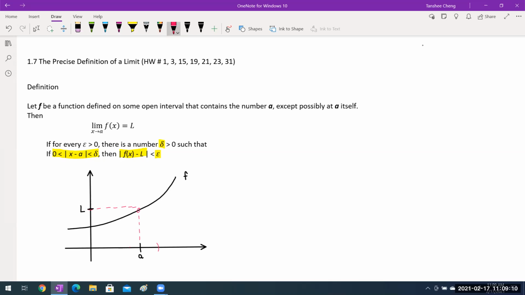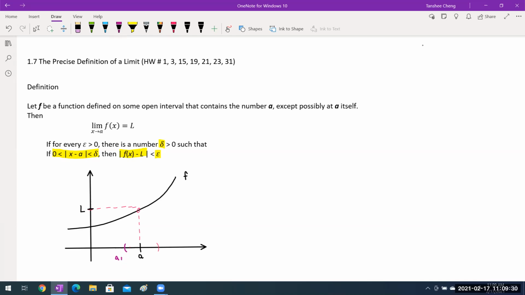So in a sense, if this part right here is my a plus delta, the range, we have a very tiny gap between a and this number x.